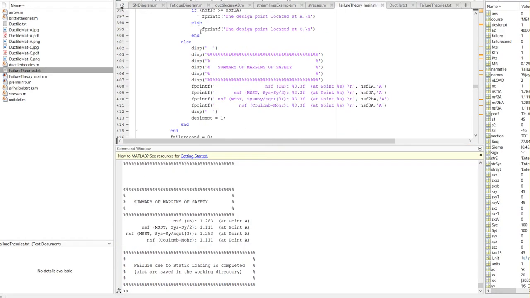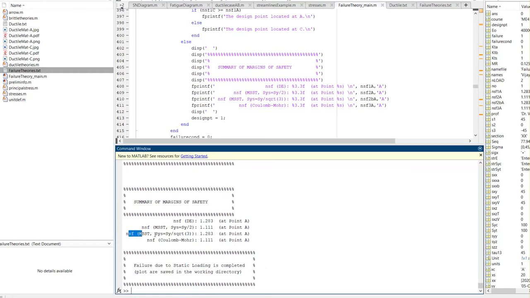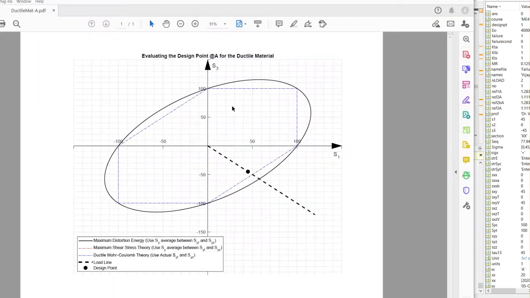You can see that the code ran completely. What's very interesting here, and I want to point this out, is that the maximum shear stress theory and the distortion energy theory will give you exactly the same value for the case of pure shear. Let's go ahead and see what the plot looks like.